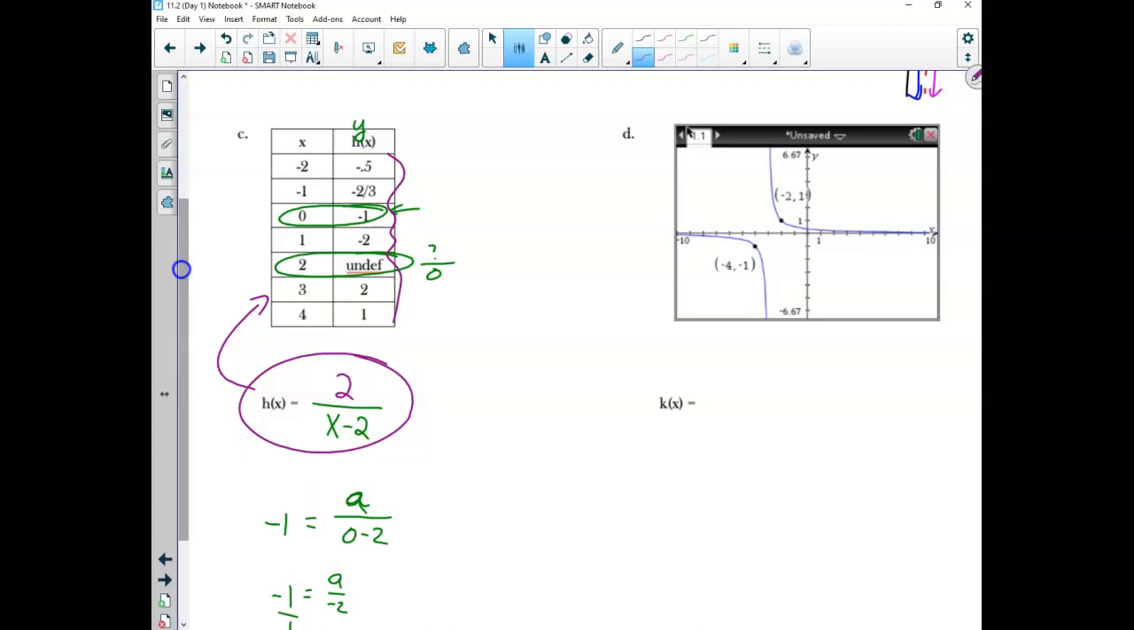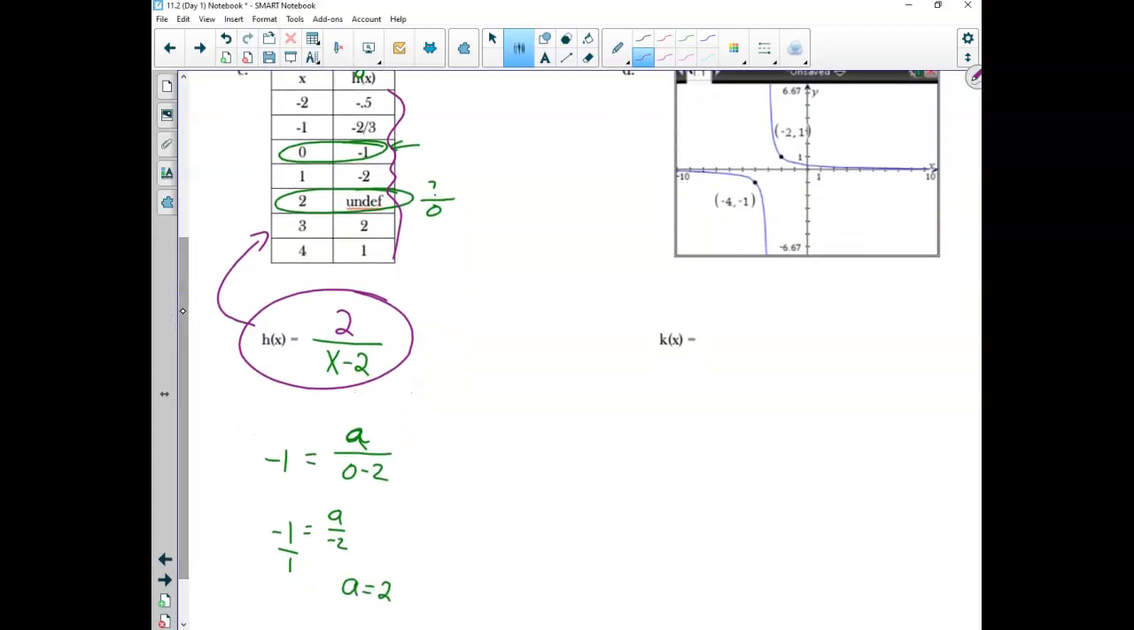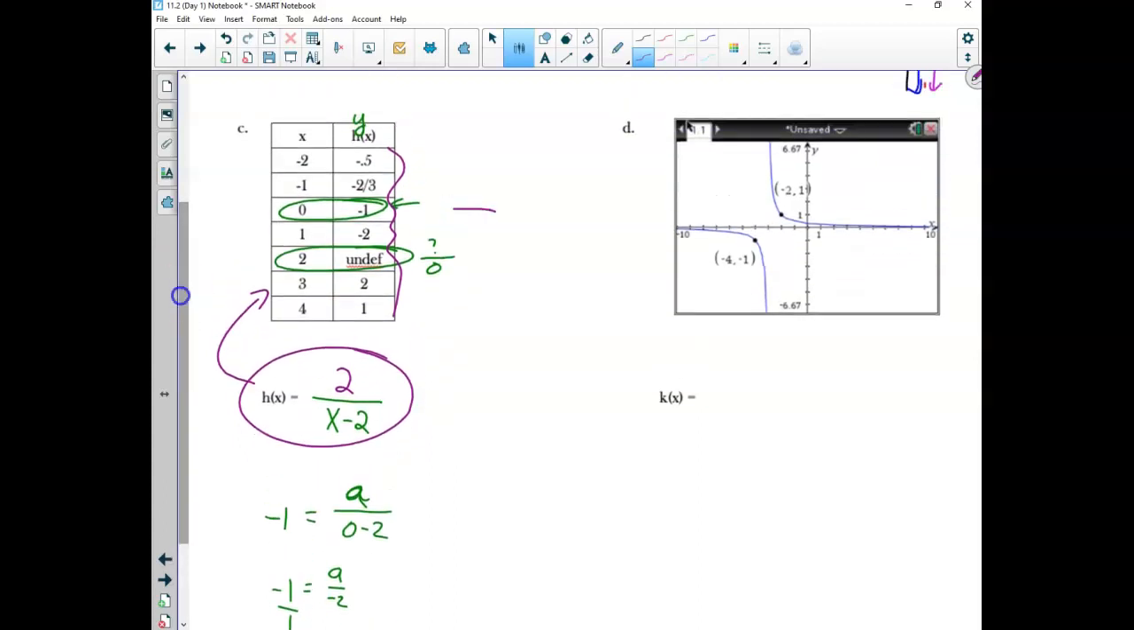Okay, and then part D is just doing the same thing, except now they're not giving you a table, they're giving you a graph with some points on it. Well, what do you notice? Hopefully you notice I've got a danger area right here at -3. So I want to see, if I put an x plus 3, and I put a -3 in there, I'm going to get something over 0. Well, I don't know what goes in the top, okay? But that was very kind of them. They did give me a couple points here.